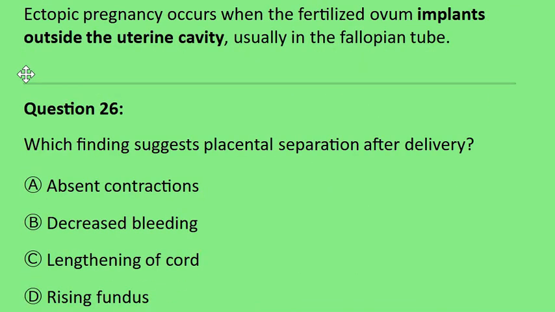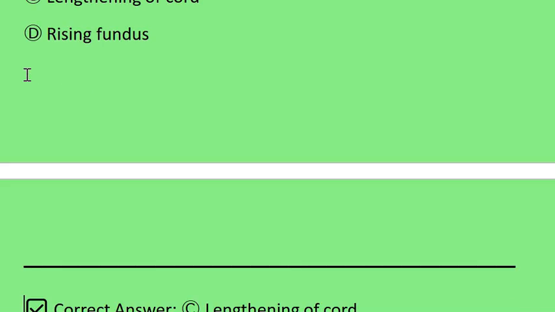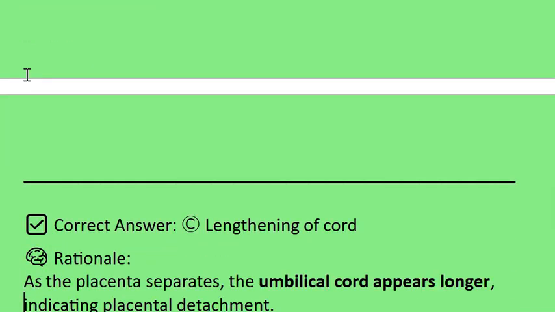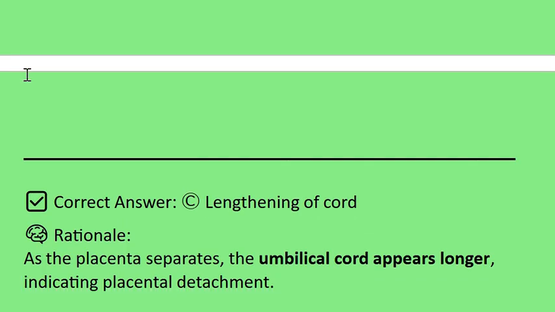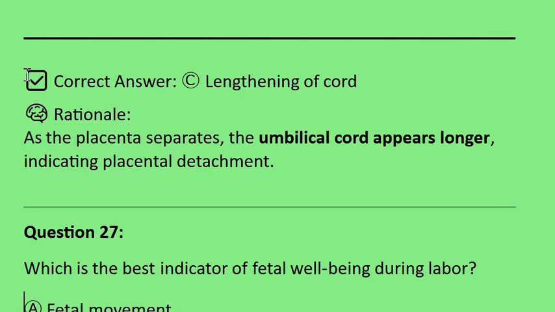Question number 26. Which finding suggests placental separation after delivery? Read the 4 options carefully, and then I'm going to give you the correct option. So the correct answer for this question is option C, lengthening of the cord. The rationale is, as the placenta separates, the umbilical cord appears longer, indicating placental detachment.